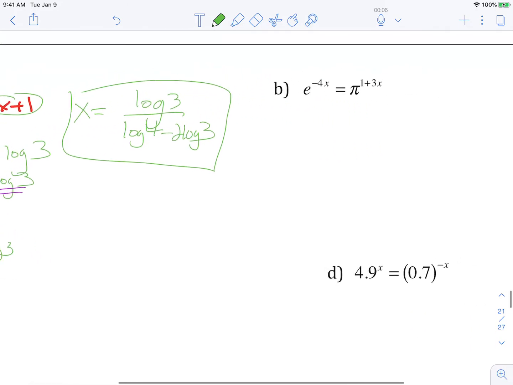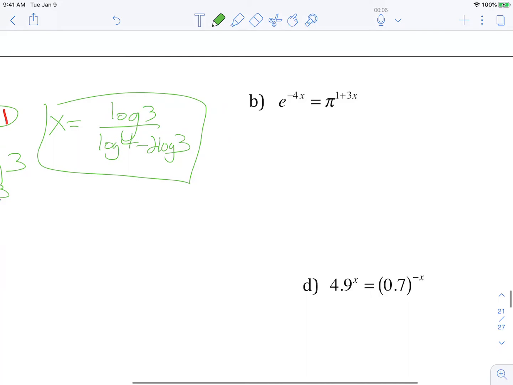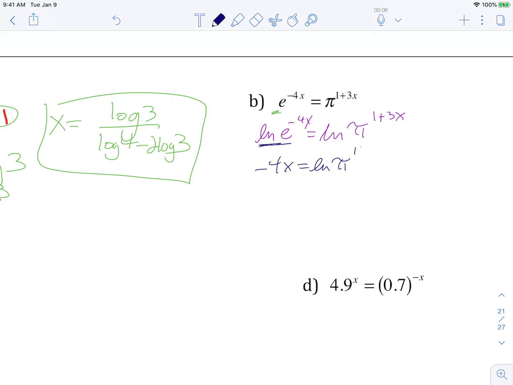Okay, all right, looking on to B, I have e. When I see that, hopefully, all of a sudden I'm thinking natural log right away. So I'm going to take the natural log of both sides. So the natural log of e to the negative 4x equals the natural log of pi to the 1 plus 3x. Now, in doing so, notice I have natural log of e, so automatically I get negative 4x is equal to natural log of pi to the 1 plus 3x.